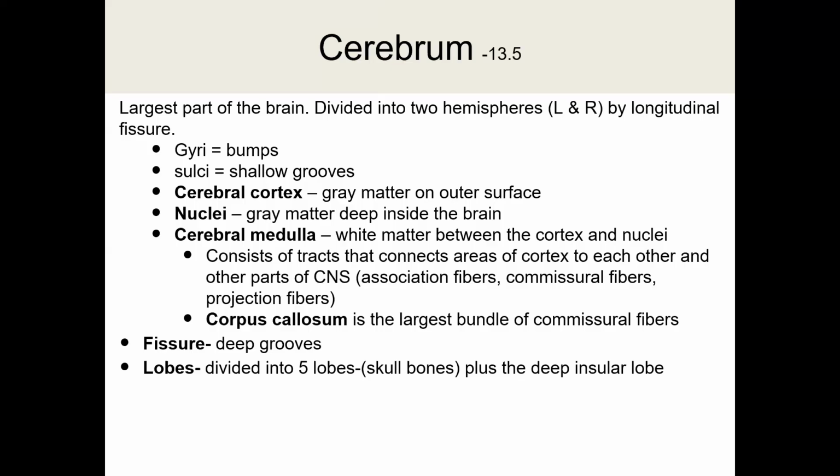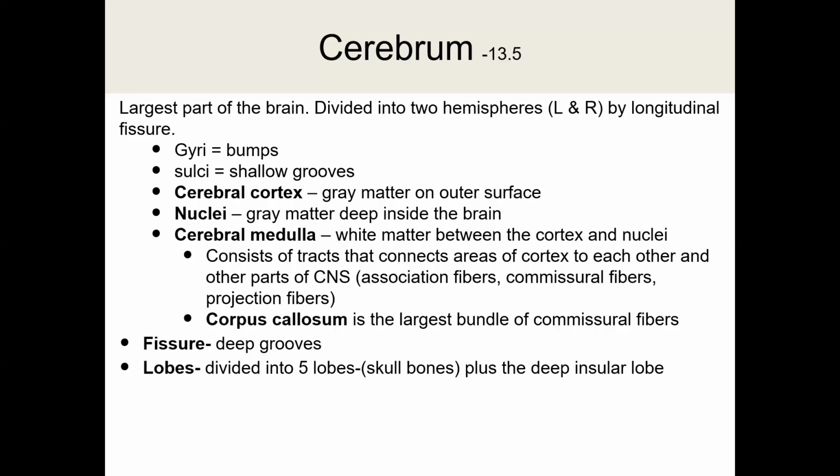Our cerebral cortex is the gray matter on the outer portion of the brain. The nuclei are also gray matter, but deeper inside the brain. And then we have the cerebral medulla, where we get to the white matter. Medulla tends to refer to the middle, so this isn't the brainstem medulla, this is the cerebral medulla. And this is all the white matter that connects our cortex and nuclei.